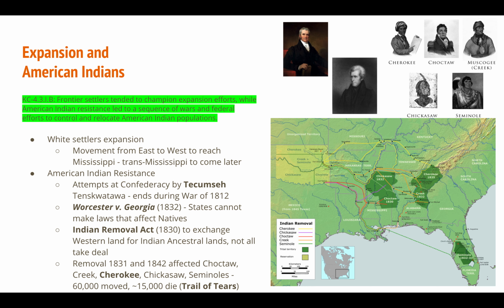All right, let's talk about expansion and American Indians. So the frontier settlers tended to champion expansion efforts, while American Indian resistance led to a sequence of wars and federal efforts to control and relocate American Indian populations.